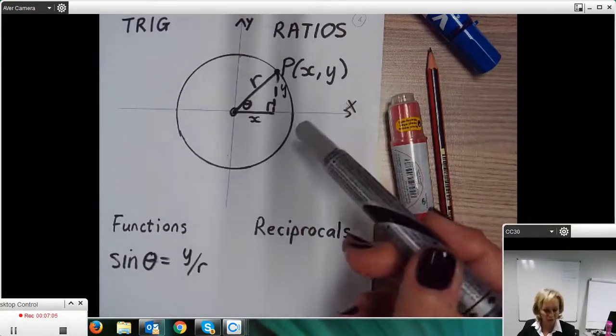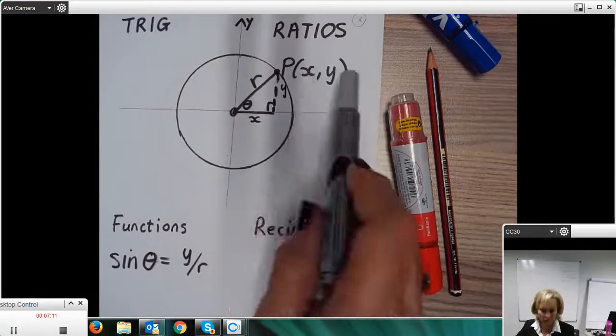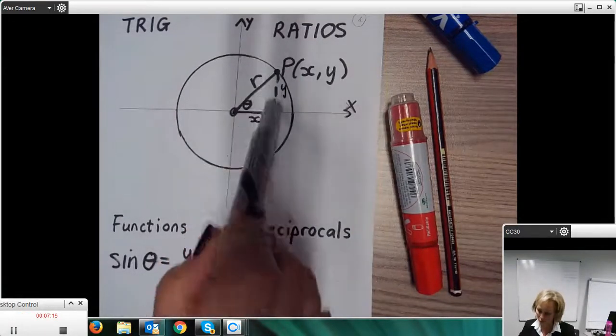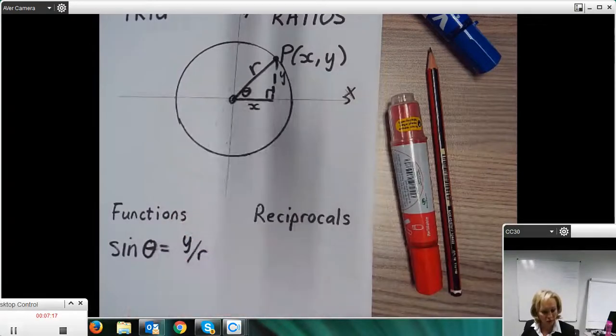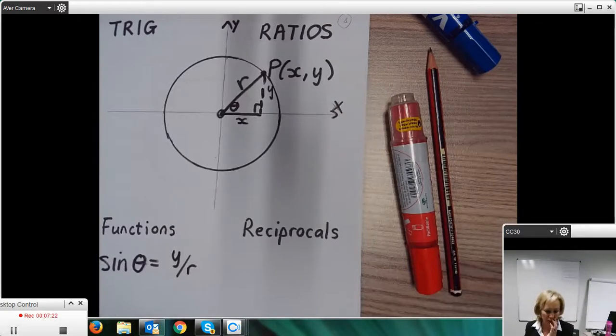Just for this example, I've chosen my terminal arm, OP, to be in the first quadrant, and point P has coordinates x and y. So what I have here is a right angled triangle, and all the trig ratios are defined in a right angled triangle.